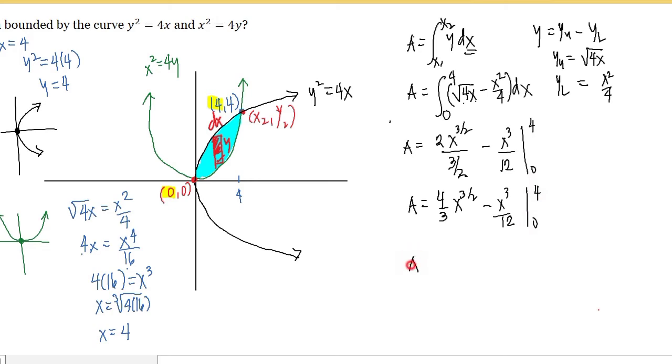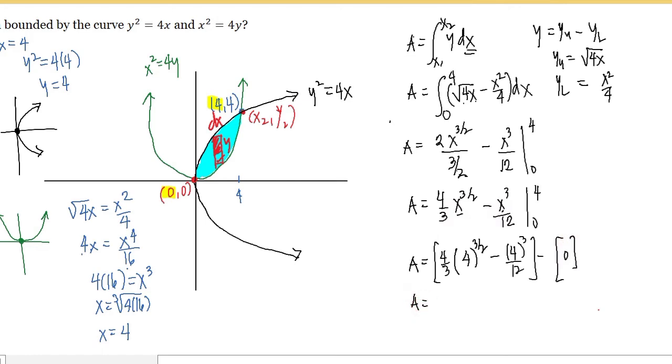Our area here is equal to 4/3 for the upper limit. We have 4 raised to 3 halves minus 4 raised to 3 over 12. And minus, we have 4/3. That would be 0 lang din siya eh. Kasi 0 to, so that would be 0. No?